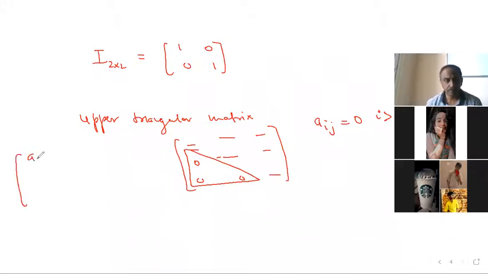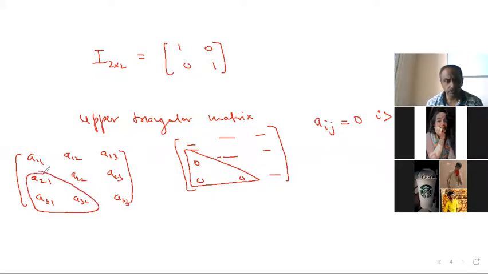What are the elements here? A11, A12, A13, A21, A22, A23, A31, A32, A33. Do you understand? What do you notice about these three elements? If the row number is greater than the column number, i is greater than j, then if all of them are zero, in all these three cases, i is greater than j, and in all other cases, i is not greater than j. So in an upper triangular matrix, what you'll notice is Aij will be zero if i is greater than j.